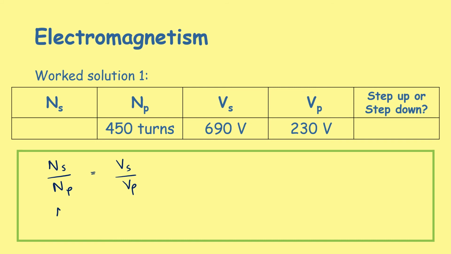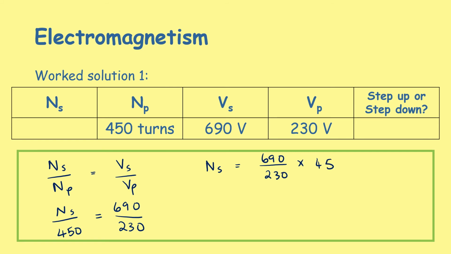So we have NS over 450. So we're just plugging our numbers in directly. We've got VS, that's 690, and VP is 230. Now we want to rearrange this. We need to bring the 450 up onto the right hand side. So we have NS equals 690 over 230 times by 450.